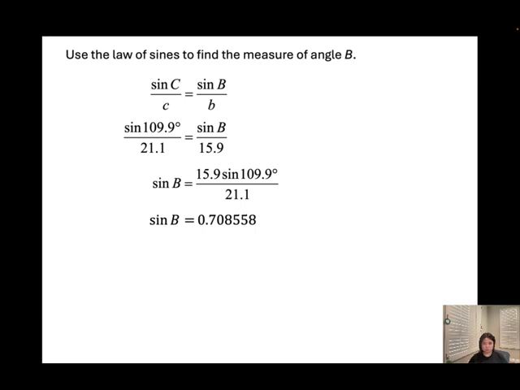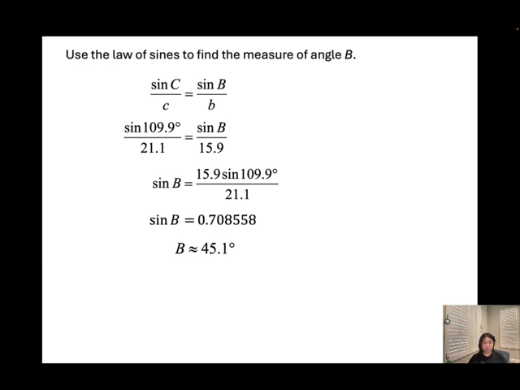0.708558. And again, once you use the law of cosines in case 3 and case 4, you do not need to be concerned about the ambiguous case for the law of sines. Okay, so you only have one angle, 45.1.